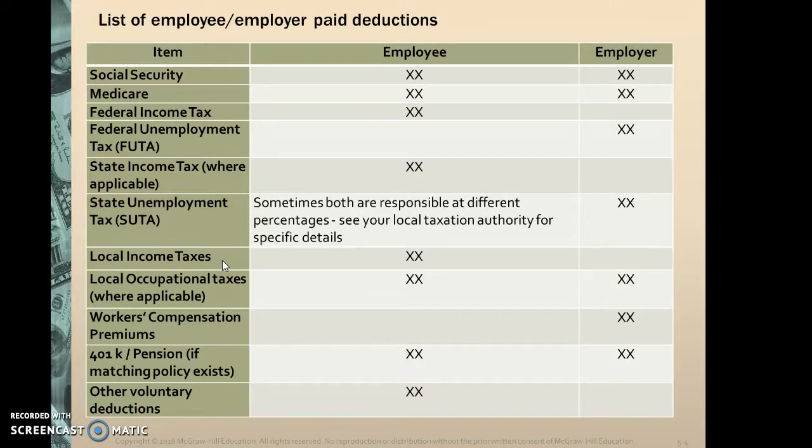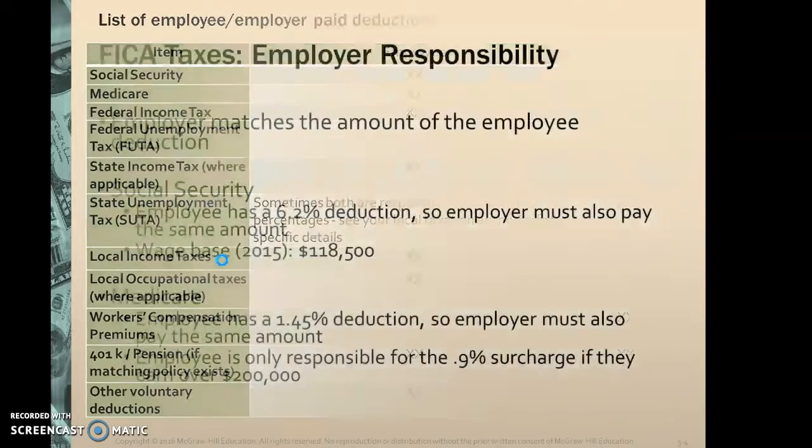The employee, as you know, pays Social Security, Medicare, federal income tax, state income tax, if applicable, local income taxes, local occupational taxes, 401k pension, and any other voluntary deductions off their payroll check. Now, the employer, as you know, matches for the Social Security and Medicare. The employer now has to pay FUTA, which is federal unemployment tax, and SUTA, which is state unemployment tax, possible local occupational taxes, worker comp premiums, along with matching if it exists for 401k and pensions. As I mentioned before, this chart is located on page 150 in your book.